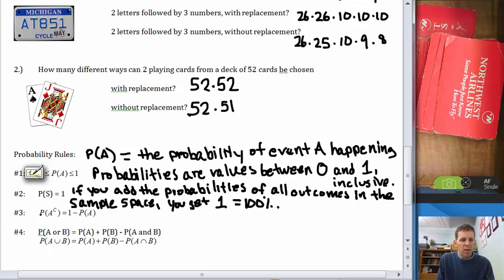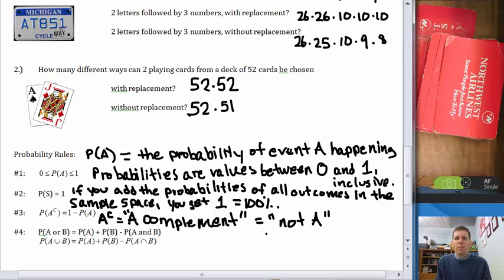Rule number 3. The probability of A, this little c stands for complement, is equal to 1 minus the probability of A. A complement is another way of saying not A. The probability of A not happening is 1 minus the probability of A happening. So another way of thinking about this is if there's a 60% chance of something happening, the probability of it not happening is 1 minus 60% or 40%.